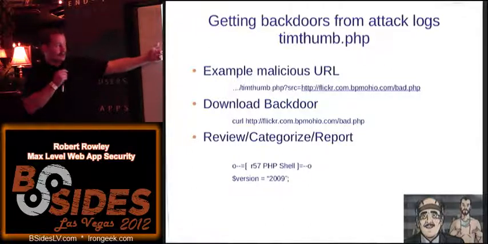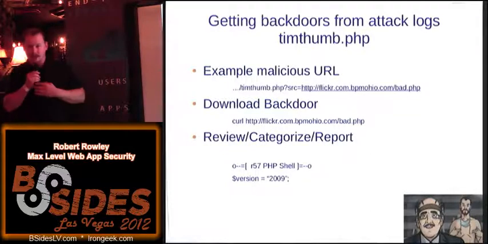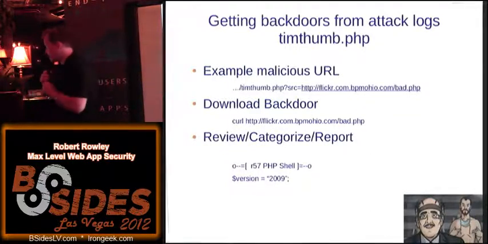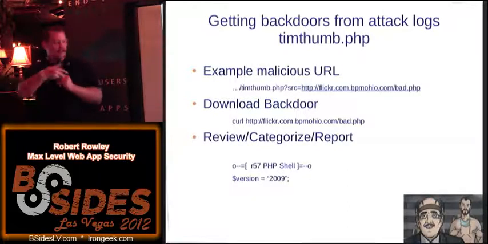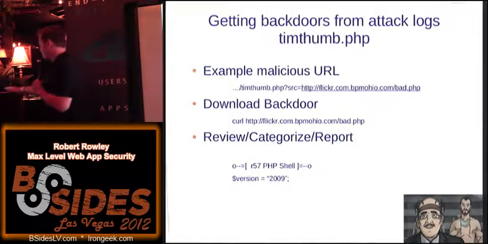So you basically get the URL, download it, and then you can review it, and it's like, oh yeah, that's an R57 PHP shell. I think that's exactly what that one was. What's funny is they actually even give you version numbers, and some of the attacks I was seeing were using versions from 2009. I don't know why.